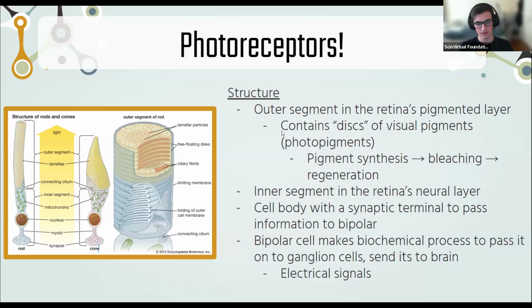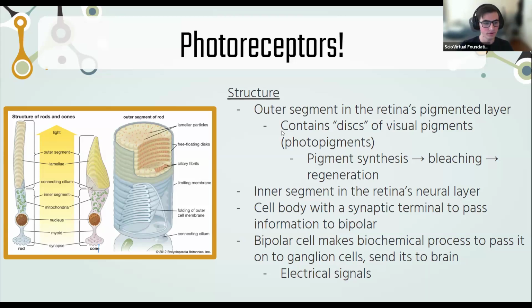But then also there's the inner segment, which is in the retina's neural layer. I didn't mention earlier that the retina had two layers, and that is the pigmented layer and the neural layer. The pigmented layer is very, very thin compared to the neural layer. It's actually like one cell thin. But I didn't think that was worth mentioning earlier, because why complicate it when we can get to it now when it makes sense.